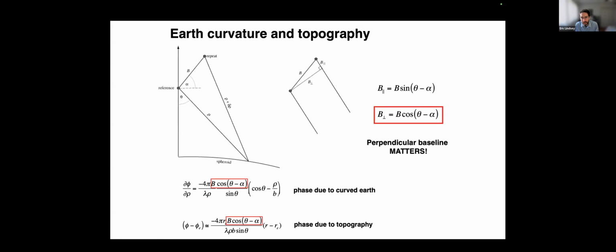The parallel baseline would change the phase, right? But it'll be a constant value because it's just parallel across the whole image. So it's not going to contribute that much, and we can pretty much ignore that component.